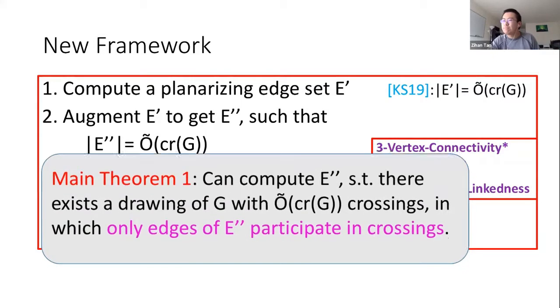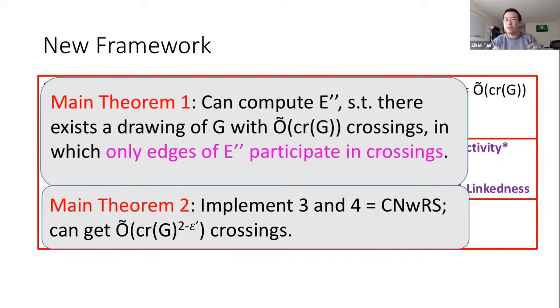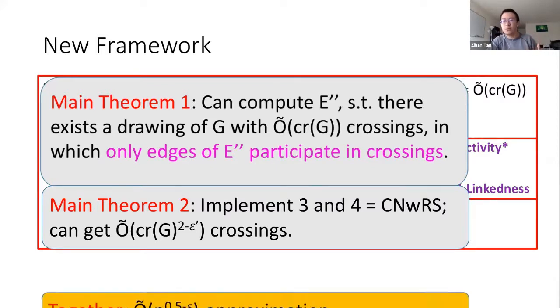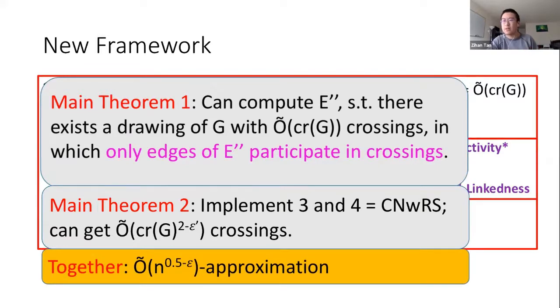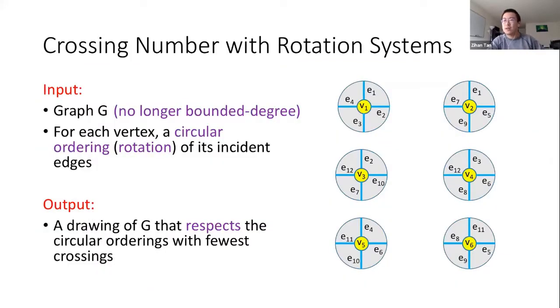So the second result is that after using the first theorem to obtain a set E double prime, implementing the third and the fourth step is equivalent to solving an instance of the crossing number with rotation system problem. And we come up with an algorithm that can get better than CRG, that can get CRG to the 2 minus epsilon crossings for a small epsilon. So just by combining theorem 1 and theorem 2, we obtain an n to the 0.5 minus epsilon approximation. Okay, let me briefly explain what the crossing number with rotation system problem is.